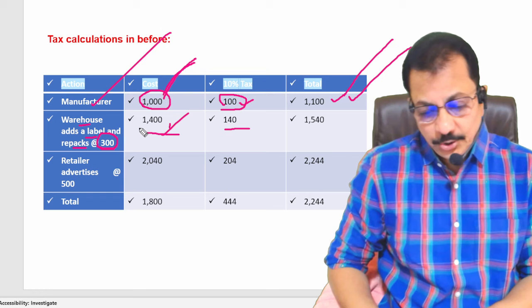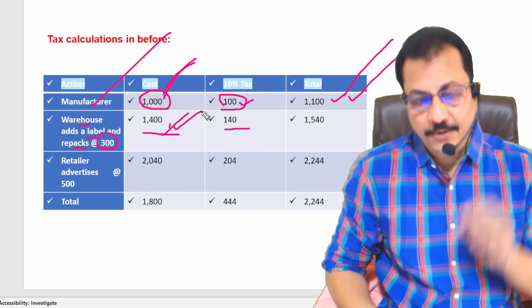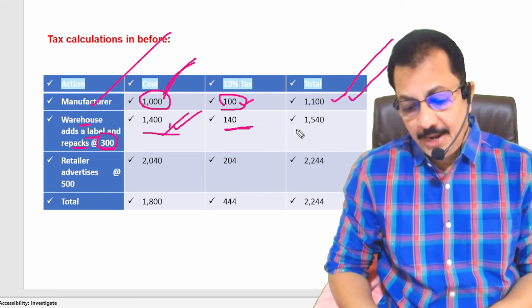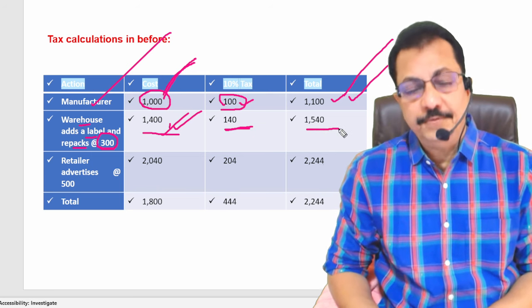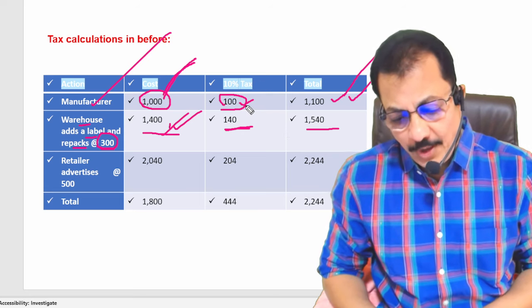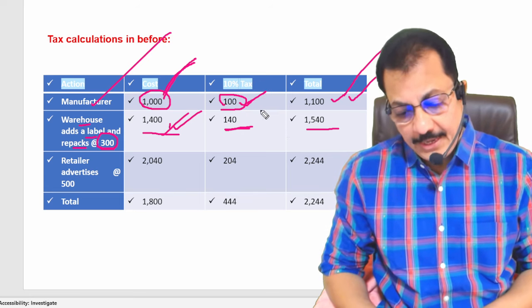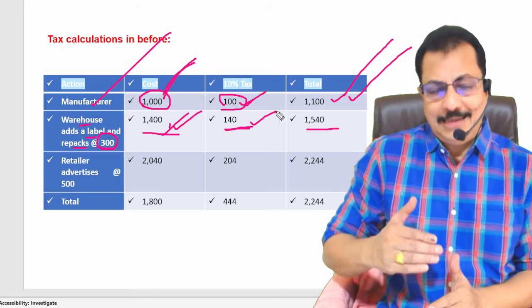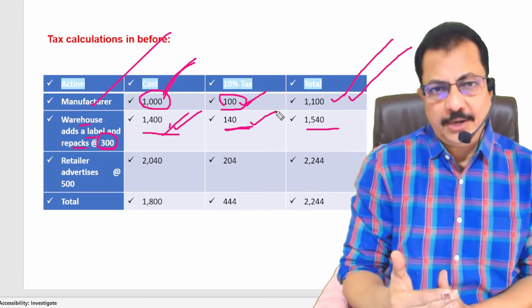Am I clear? So when you are charging 10% on 1400, this becomes 140 rupees and the cost becomes 1540 at the warehouse level. So here you have paid 10%, and another 10% is added here. So you are adding a tax on tax. Hope you are getting this.